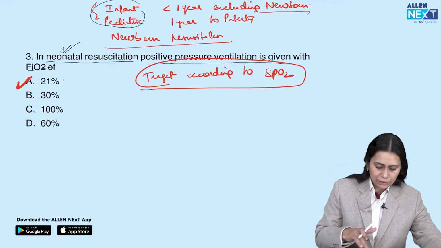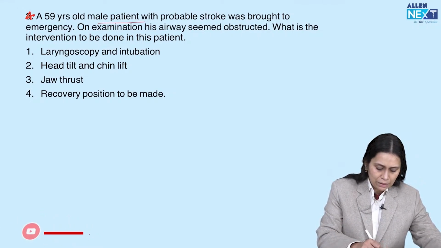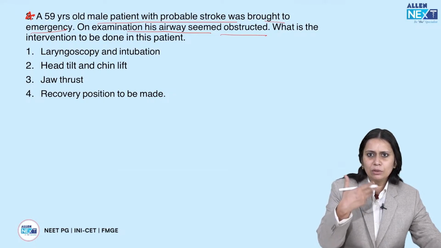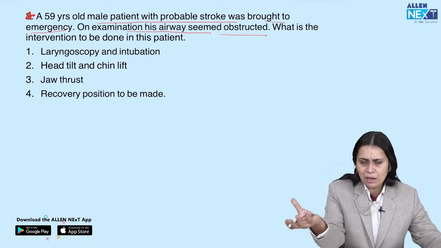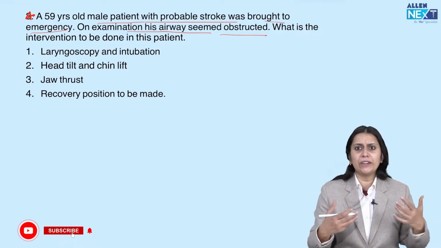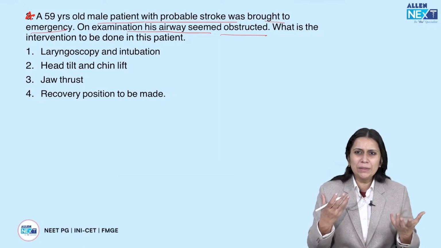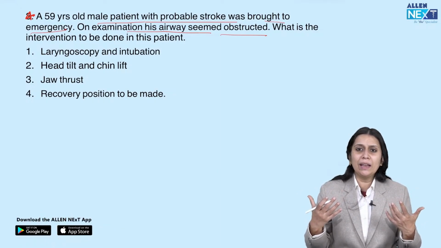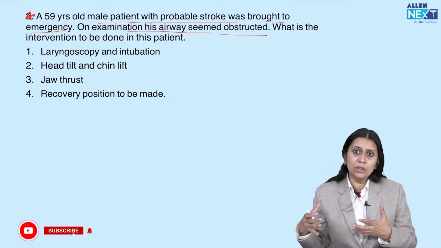Now coming to the next question, the fourth question. A 59-year-old male patient with probable stroke was brought to emergency. On examination, his airway seemed obstructed. So noisy breathing, the airway is obstructed and saturation is dipping. This is a sign of an obstructed airway. If the air passage is not clear, the patient will have noisy breathing, accessory muscles will be overused, and saturation will also be on the lower side.